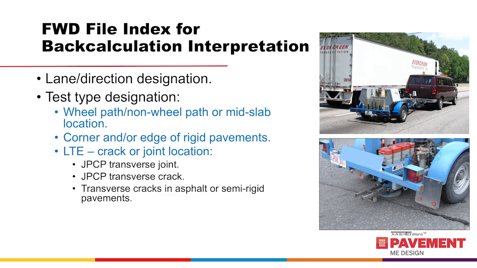As part of the data interpretation, this slide lists the file indices used to determine the test locations along the project. These are the lane and direction designation index, the test type designation to determine or designate the wheel path or non-wheel path for asphalt surface pavements or mid-slab location of jointed plain concrete pavements, corner and/or edge measurements for rigid pavements, and the load transfer efficiency designation for estimating the load transfer efficiency of JPCP transverse joints, JPCP transverse cracks, and transverse cracks in asphalt or semi-rigid pavements.